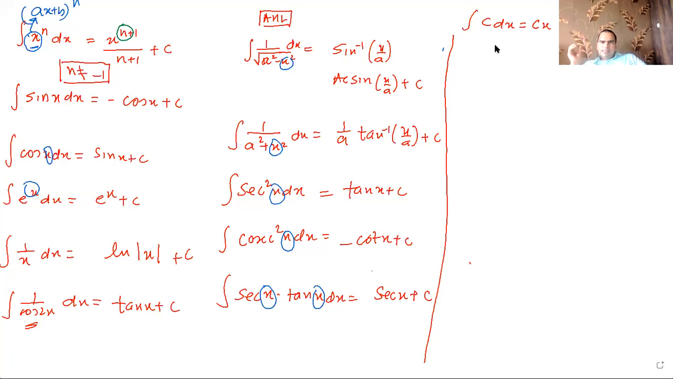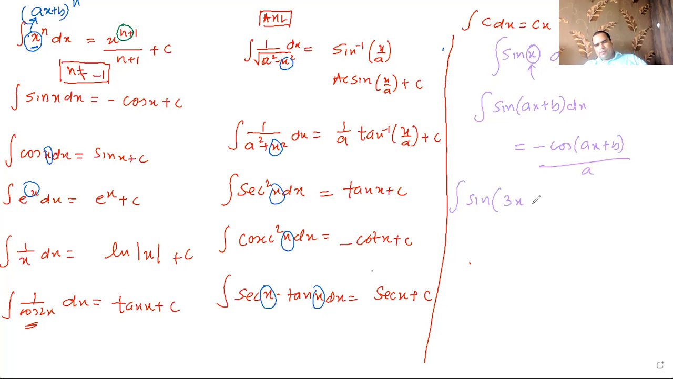Now, let's say instead of x we have some other function, for example sine x. The integration of sine x we know is negative cos x plus c. But what if I replace this x with ax plus b? The integration of sine of ax plus b will be negative cos of ax plus b, the normal integral, divided by the coefficient of x, which is a. So if we are integrating sine of 3x plus 7, it is going to be negative cos of 3x plus 7 divided by 3.